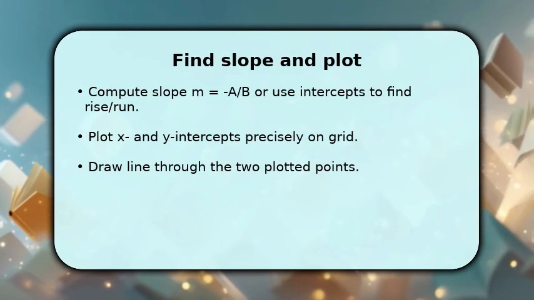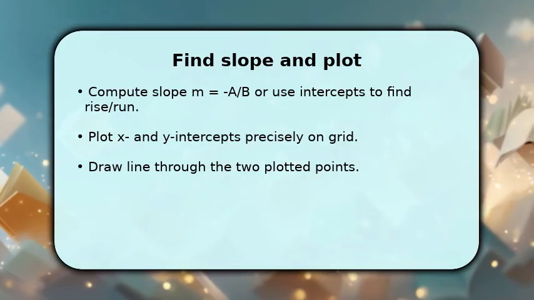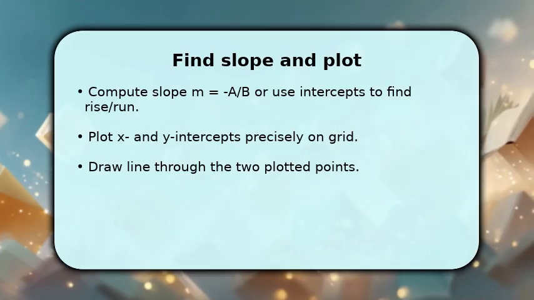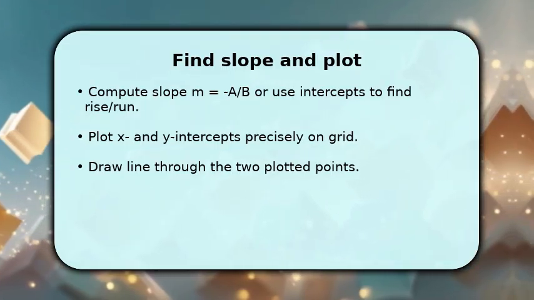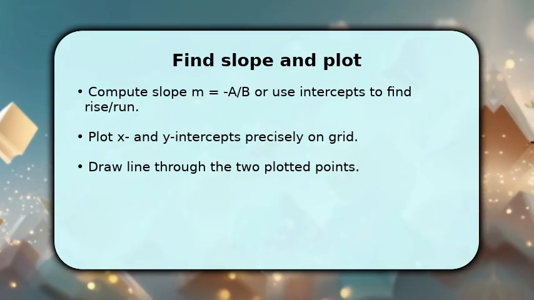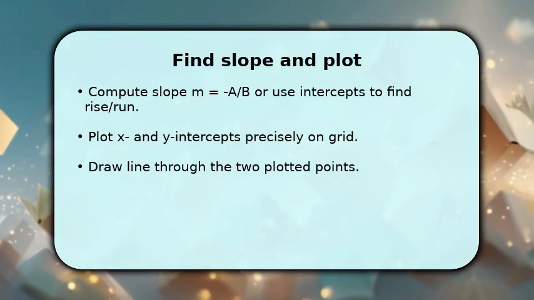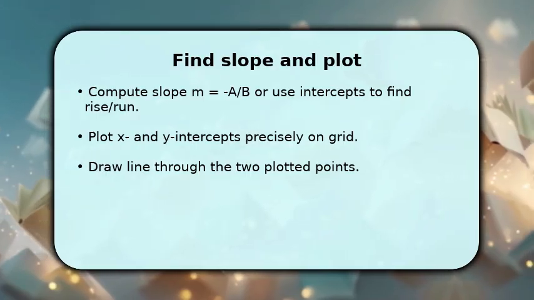Once you have both intercepts, convert to slope-intercept form if you want more clarity. Solve for y to get y = -(a/b)x + c/b, so the slope is -a/b. Alternatively, compute rise over run between the two intercept points directly.